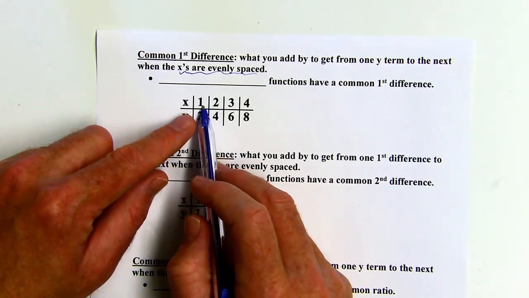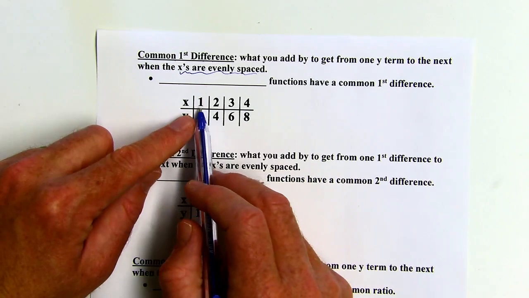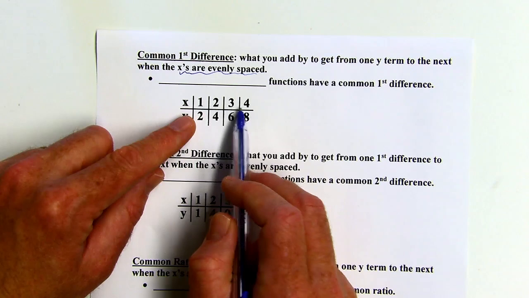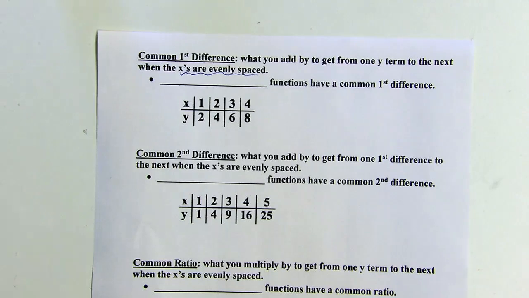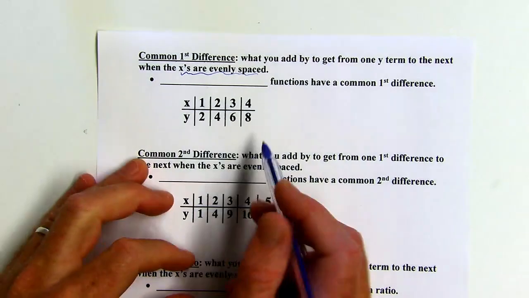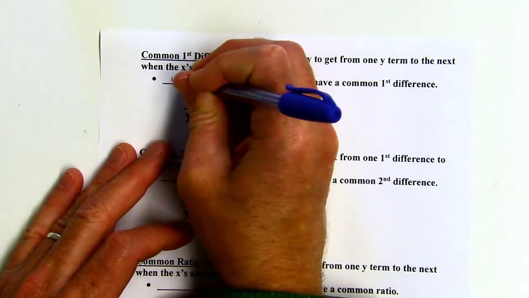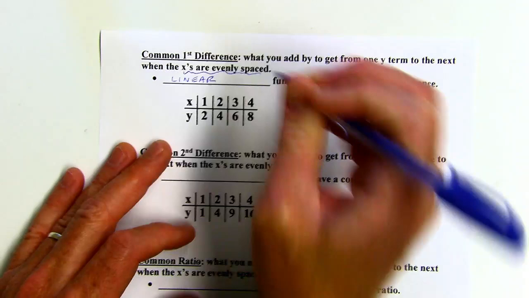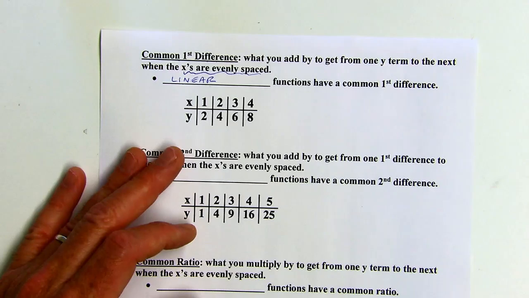It doesn't have to start at 1 and be counting by 1s. It could start at 50 and be counting by 10s. So this could say 50, 60, 70, 80 for the x's, something like that, okay? But I do need the x's evenly spaced. And if you've got a common first difference, that means you're going to have a linear function, or at least that your points would fit on a straight line. They would fit on a linear function, okay?